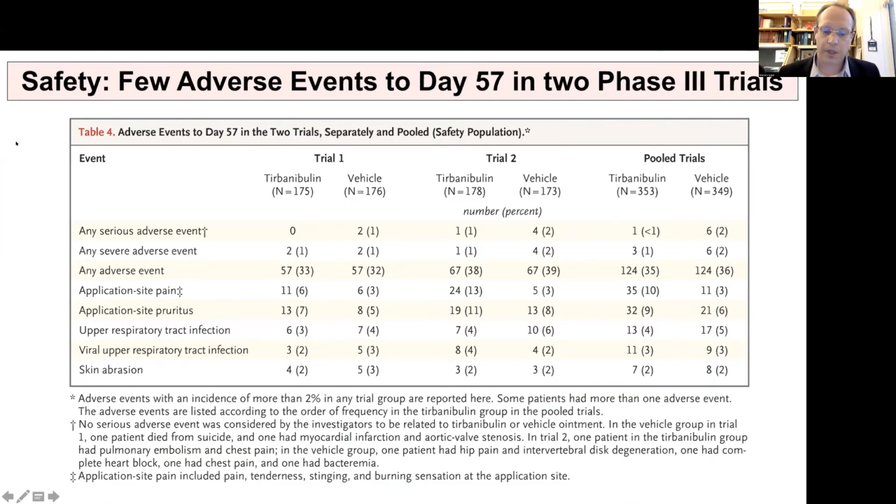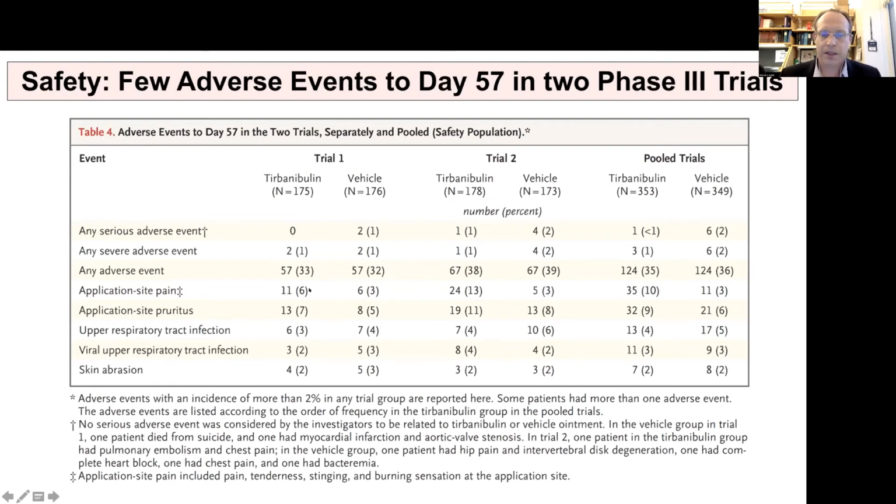So that was a special way of looking at the localized skin reactions that were reported in this New England Journal of Medicine article. But what about other adverse events? So there were, in general, no serious adverse events directly attributable to the Tirbanibulin, although there was one patient that died of suicide unrelated to the medicine, and a myocardial infarction, which was deemed to be unrelated to the medicine.